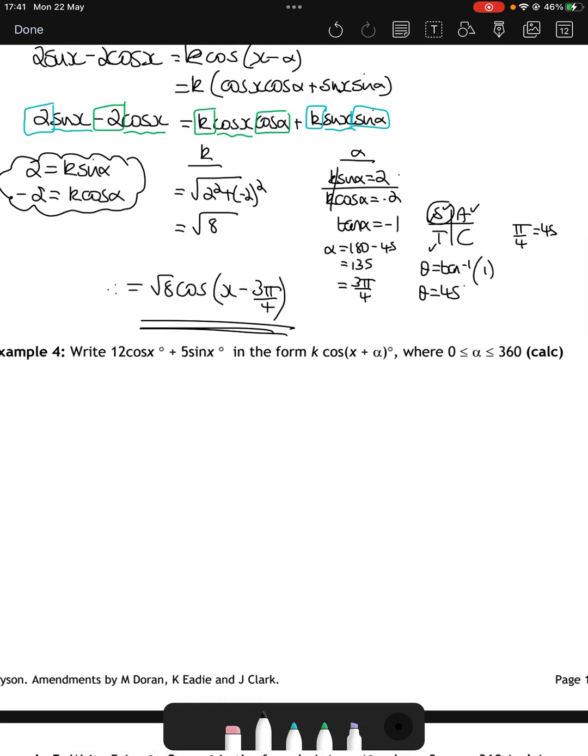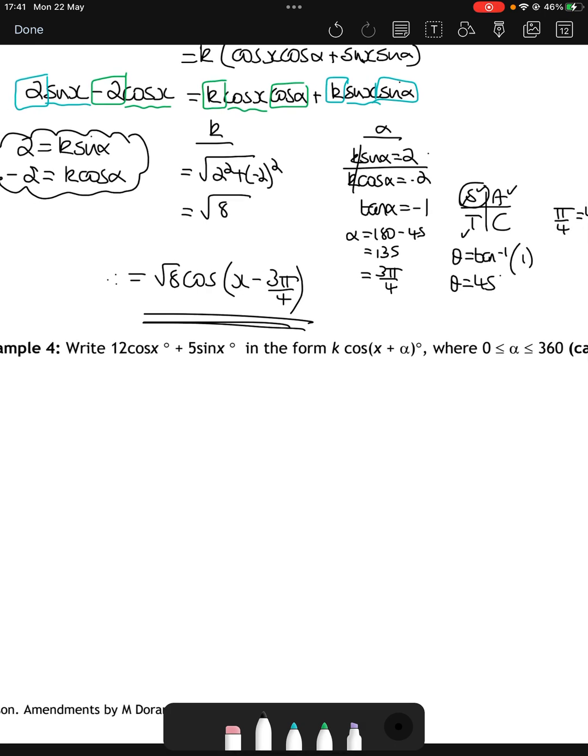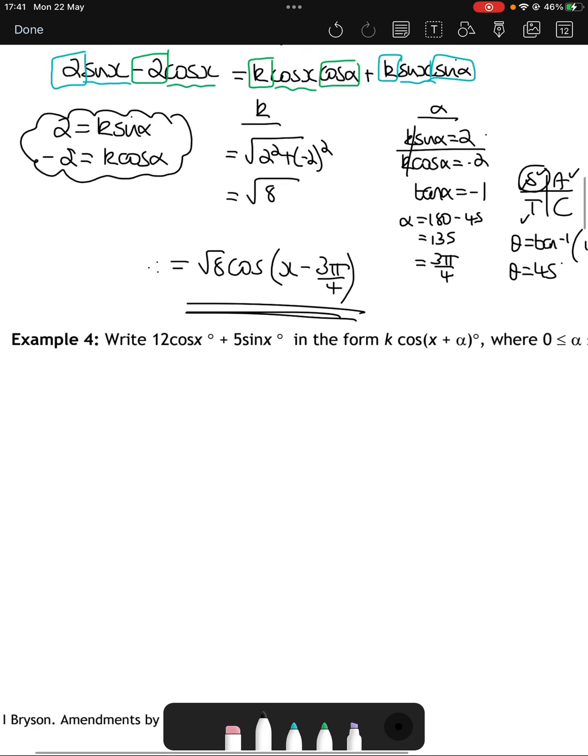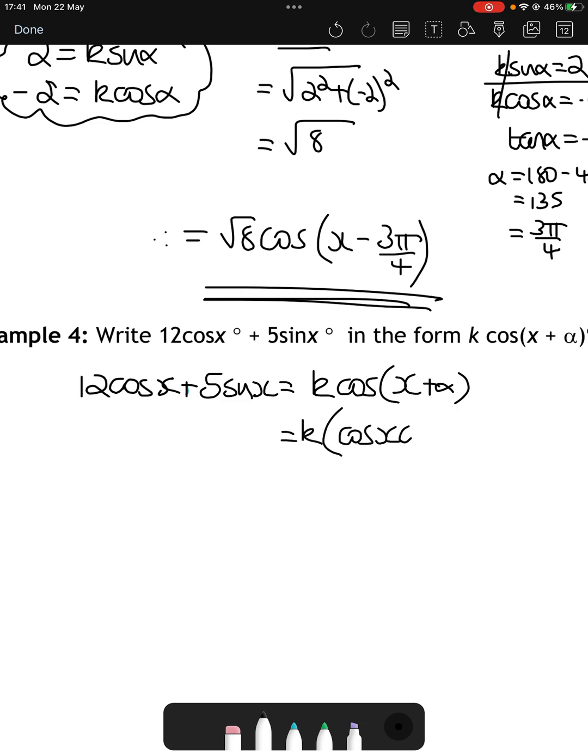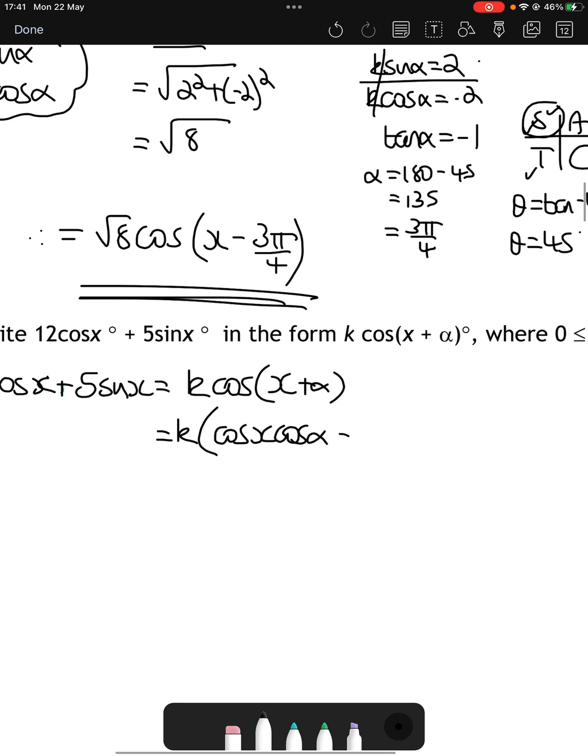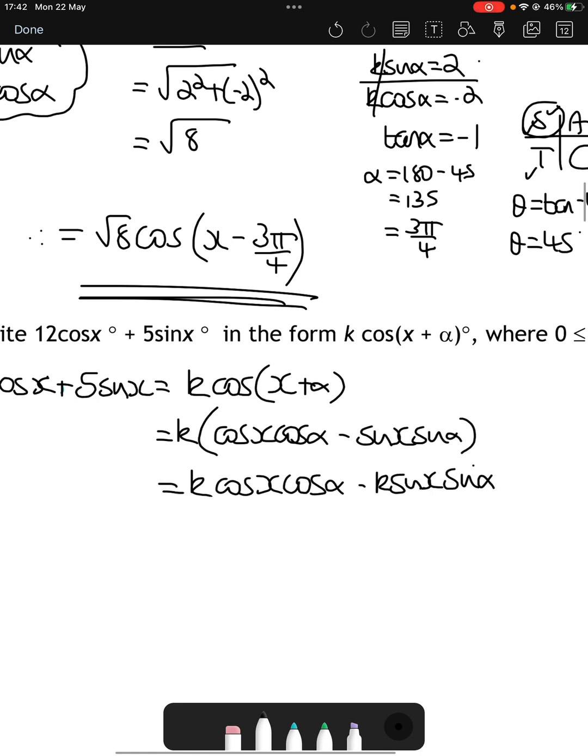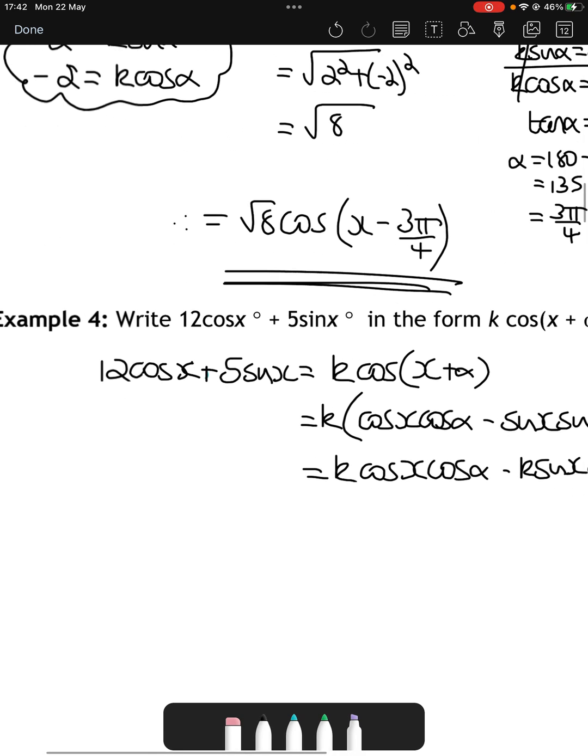Example 4. So we've still got a cos expansion. We're calculator this time and we're working in degrees. So churning out your steps. Plus becomes minus. And remember to put that k in there. Oops. And I'm going to equate this bit.